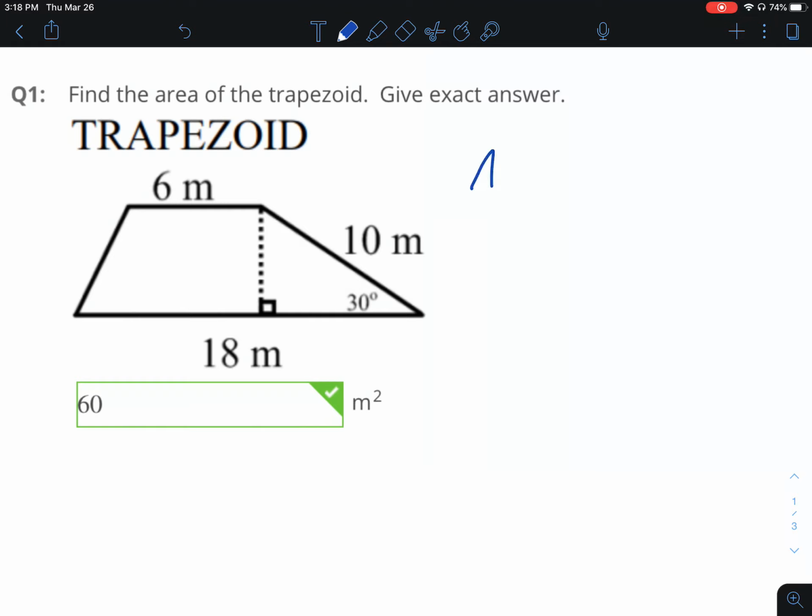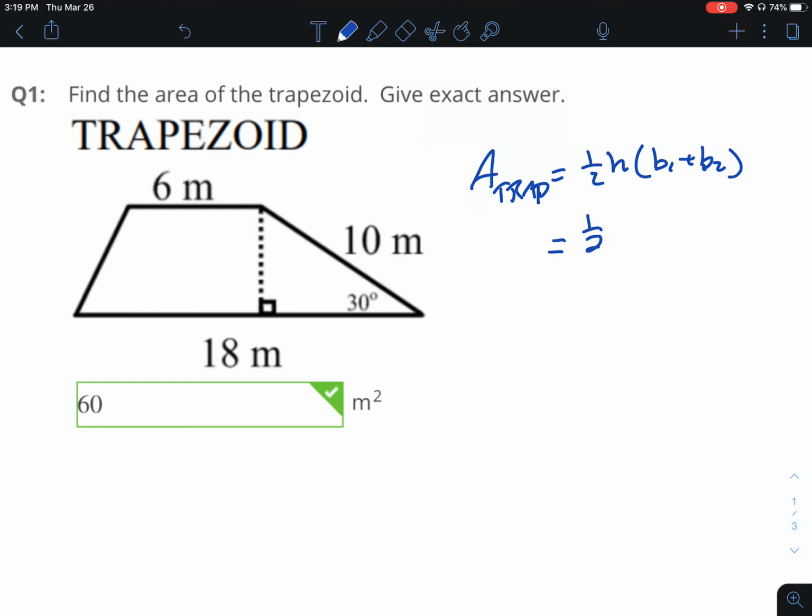The formula for the area of a trapezoid is 1/2 the height times the sum of the bases. You can write this in any order. You can write 1/2 the sum of the bases times the height. It doesn't matter. Now, do we know what the area is?